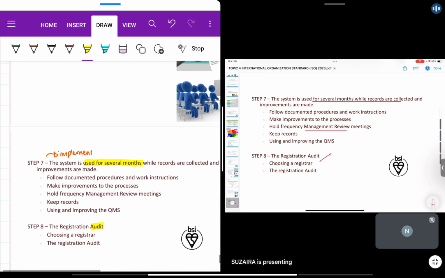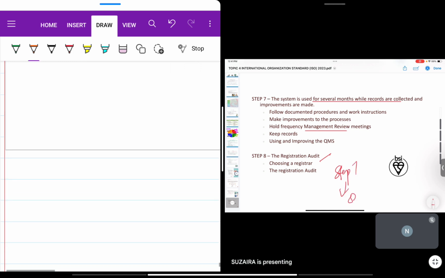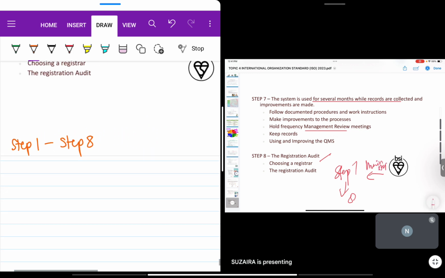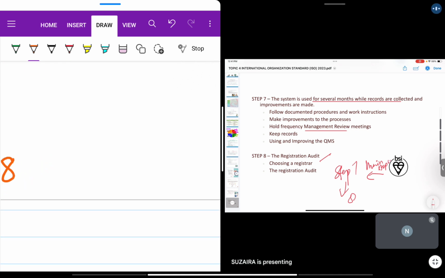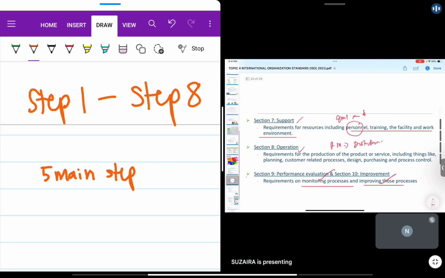So that one will be step number 8. So basically you have step number 1 up until 8, right? Inside here you'll have the main steps, that is 5 main steps. Okay, is there any question? I'm done with the ISO 9001. Is there any question that you would like to ask me about the ISO?